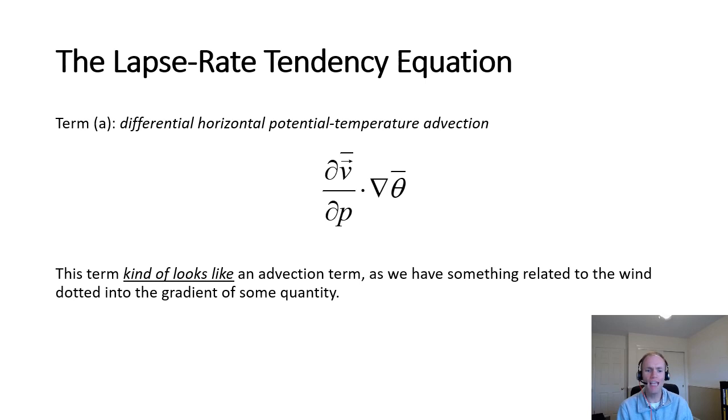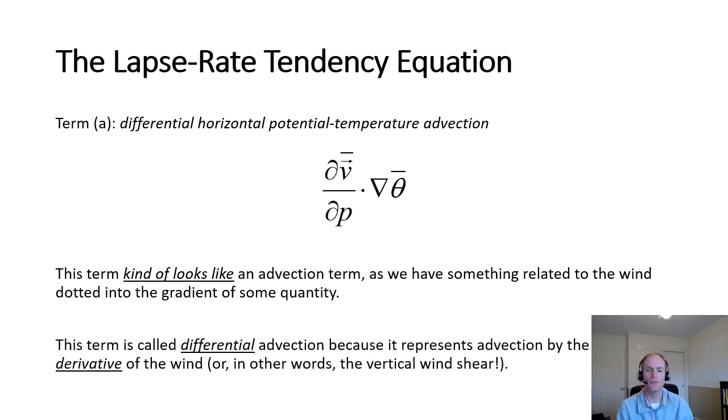So this term kind of looks like an advection term. We've got a gradient operator here with a dot product in front of it. And so advection usually looks like the wind dotted into the gradient of some scalar quantity that we see here. In this case, we're not looking at the wind dotted into the gradient, but the vertical wind shear associated with the dot product into the gradient here. So that's how this term gets its name differential.